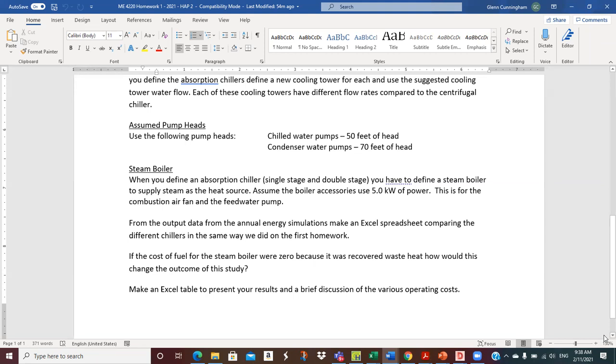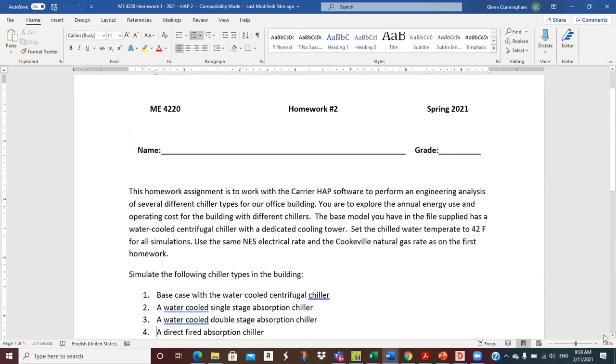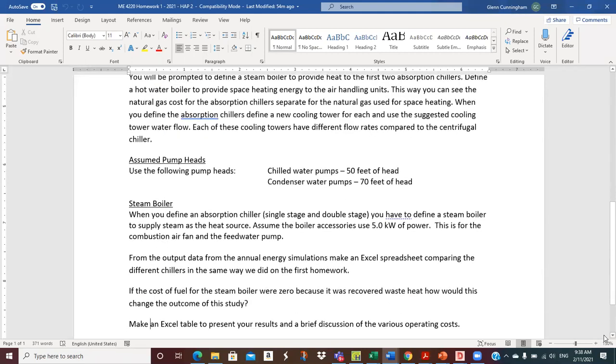And of course, another question is maybe you could do space heating. Maybe you had enough waste heat that you wouldn't have to run the hot water boiler, but I didn't ask you to do that. And then put all that together in your Excel sheet. You could type just a little discussion, and it doesn't have to be a lot. Just say, well, absorption looks good if the heat's free, or whatever you think when you look at the numbers.